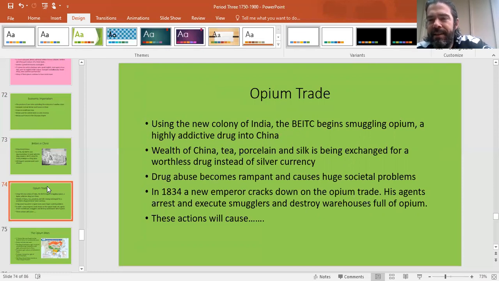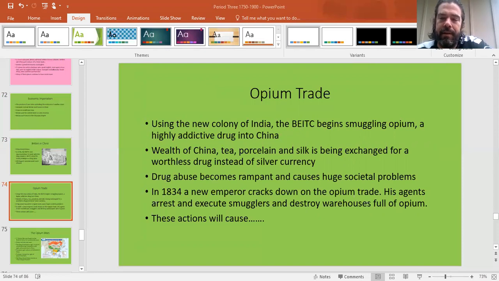Eventually, a Qing Dynasty emperor goes, you know what? Drugs are bad. And this is killing us socially and it's killing us economically. We need to do something to stop this. So he begins to crack down on this illegal drug trade. He starts to go after Chinese drug dealers. He starts to find warehouses of opium that had been secretly stored in port cities. He has his agents burn them. He executes drug dealers.